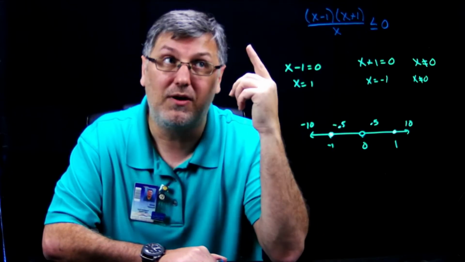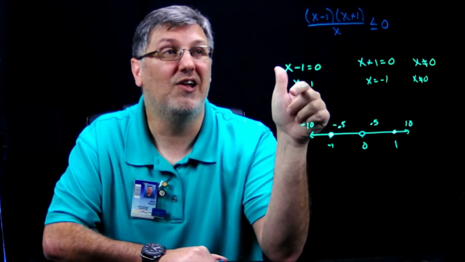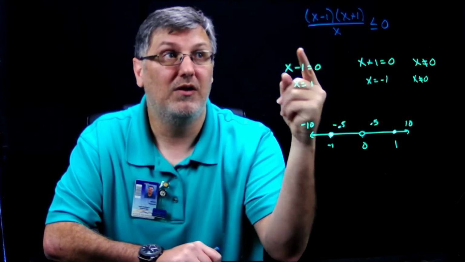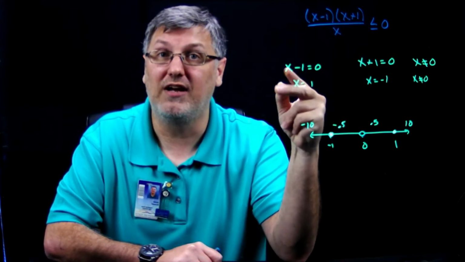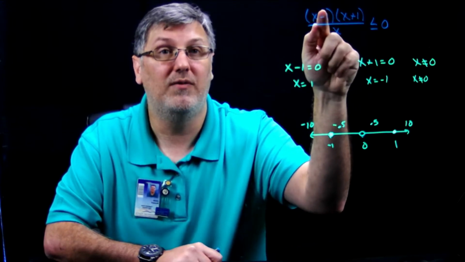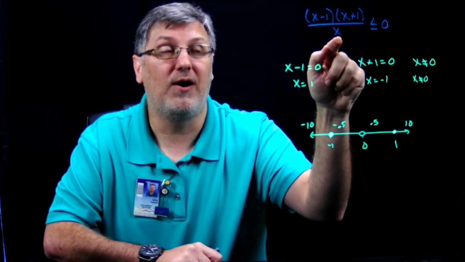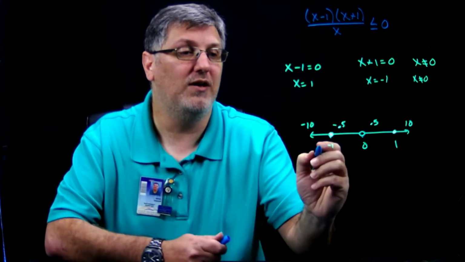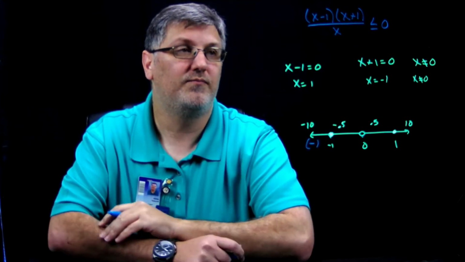I'm just going to keep in my head, well, negative 10 minus 1, that's a negative number. Negative 10 plus 1, that's a negative number. Now I know a negative times a negative makes a positive. So I now have a positive on top and a negative on bottom, and a positive divided by a negative gives me a negative number.